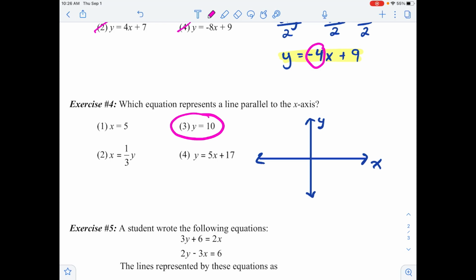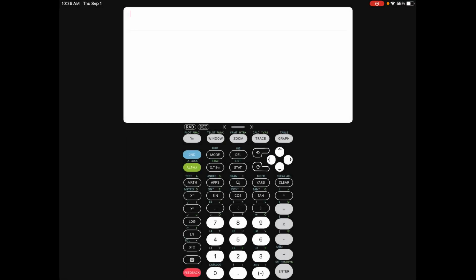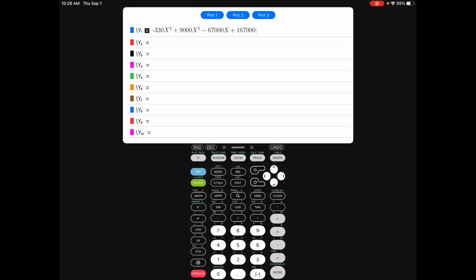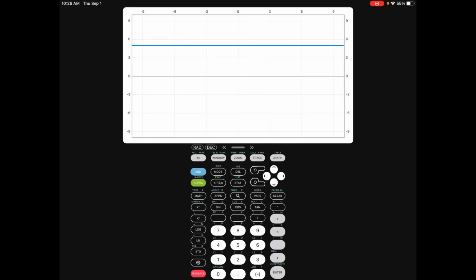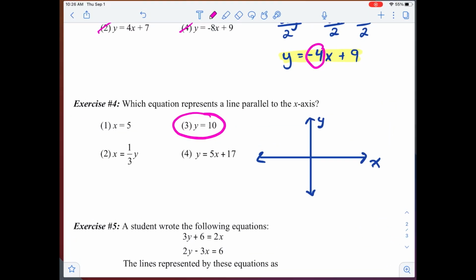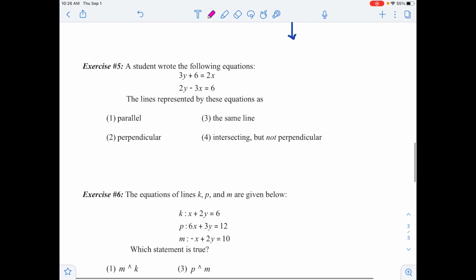If you're unsure about that, what you could actually do is, in your calculator, if you weren't sure if the line was horizontal or vertical, you could just put in a line. So y equals 5. Let's just take a look. Okay, horizontal. All right.